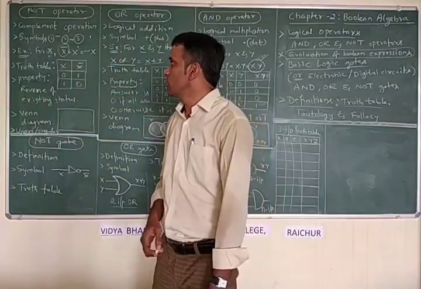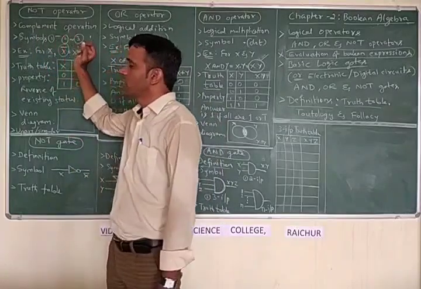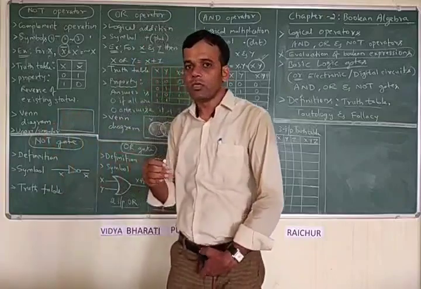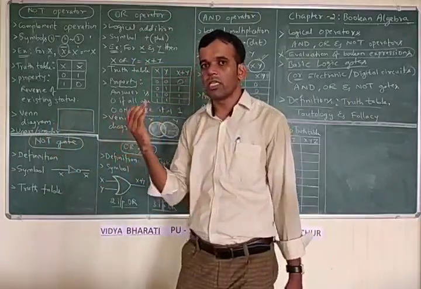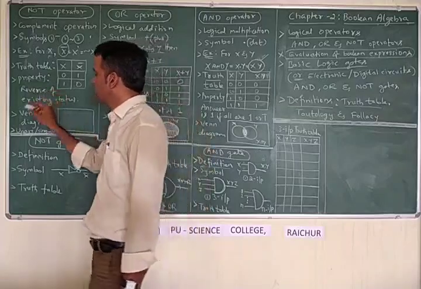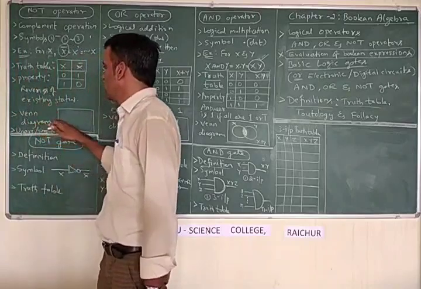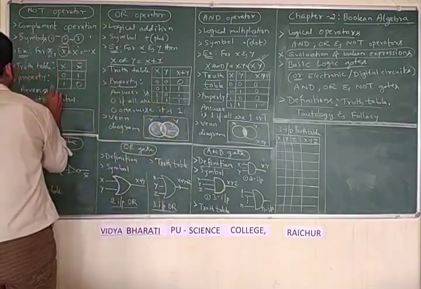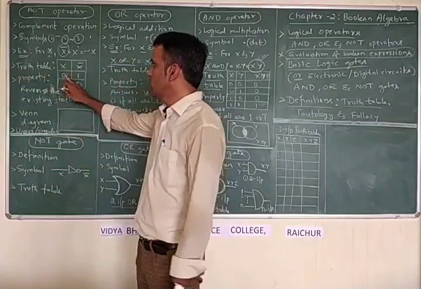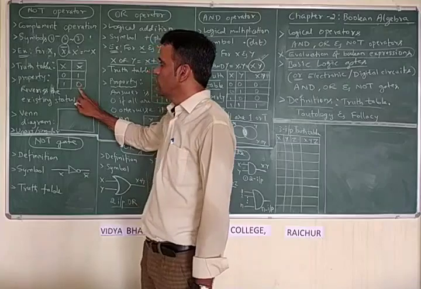So what about the operation? It's the complement operation. Complement operation means the existing value is changed to the other value. So the property is that it reverses the existing status. Suppose x is 0, then x bar is 1. If x is 1, then x bar is 0.